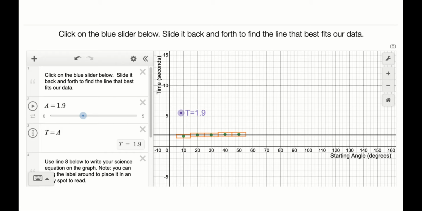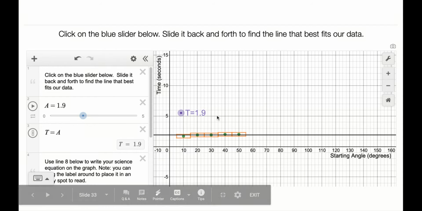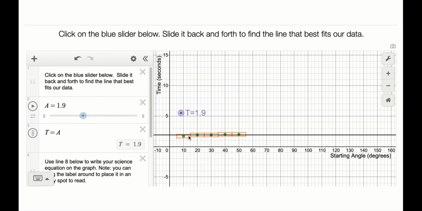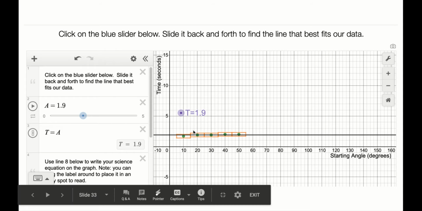Our findings found, though, that we have this pattern, which is a straight line with no slope whatsoever. This A value tells us that no matter how we change the angle, the time will always stay the same. Because if you look, the best fit line, which is a line that shows the trend of our data, is pretty consistently around this area.